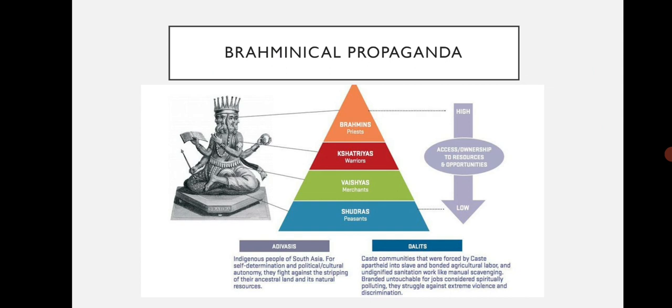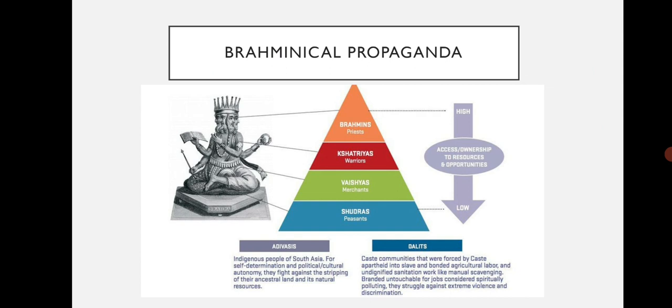According to the Brahmanical propaganda, the four varnas are made on the basis of how you are born. Brahmanas were the people who were born from Lord Brahma's mouth. Kshatriyas are born from Lord Brahma's shoulders, Vaishyas are born from Lord Brahma's thighs, and Shudras, the peasants, are born from Lord Brahma's feet. So this is their propaganda they use to impose on the society.